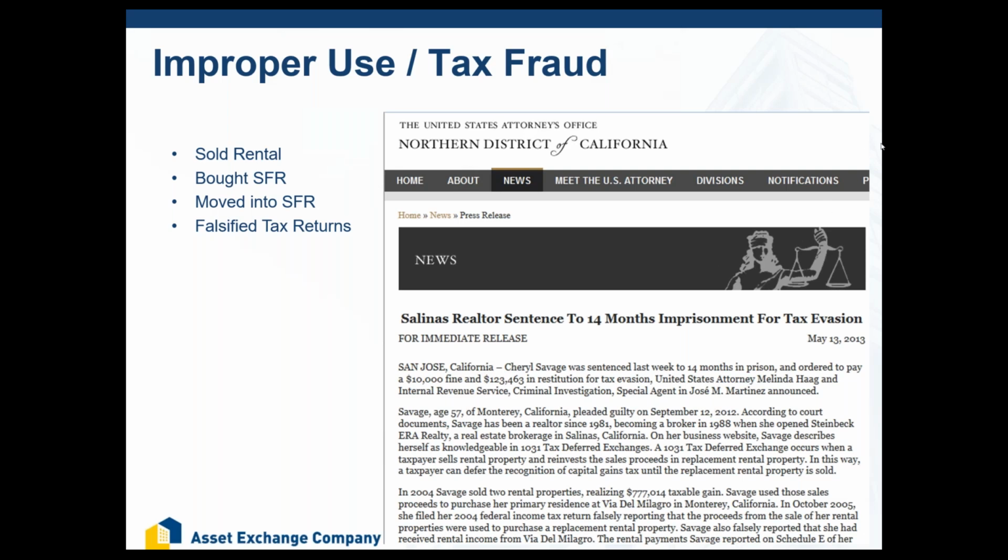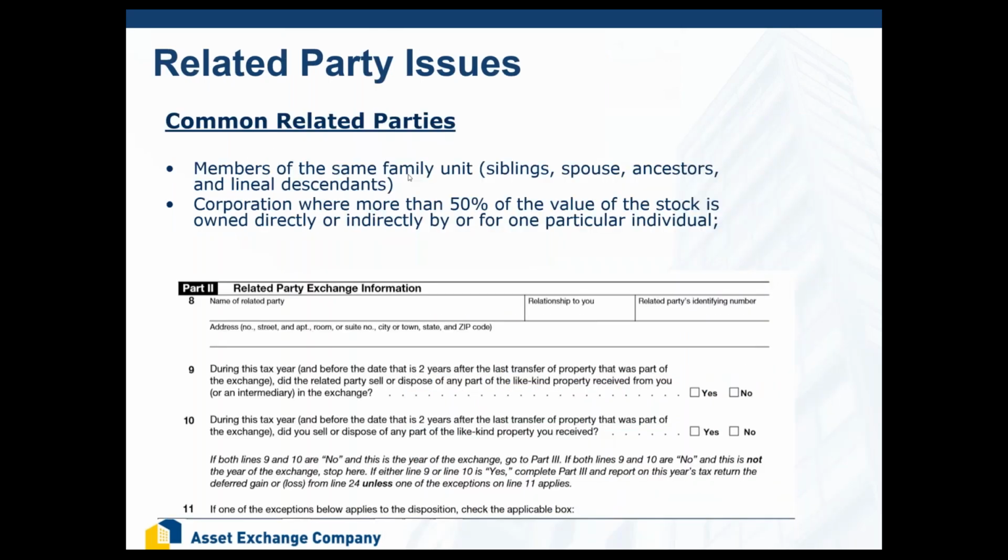All right. Let's move on to some other harrowing things that you want to avoid. Here's another thing: related parties. If you are doing anything with a family member in a 1031 exchange, pick up the phone and call me. Because anytime you do something with a family member, I'm going to need to let you know whether it's legitimate or not. All right?